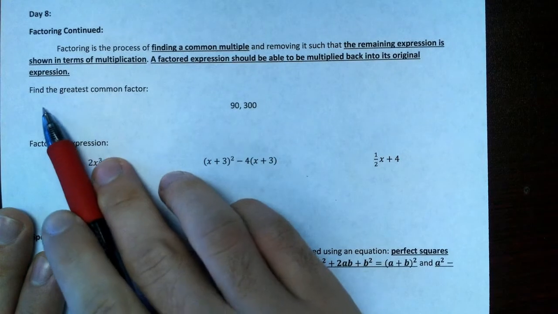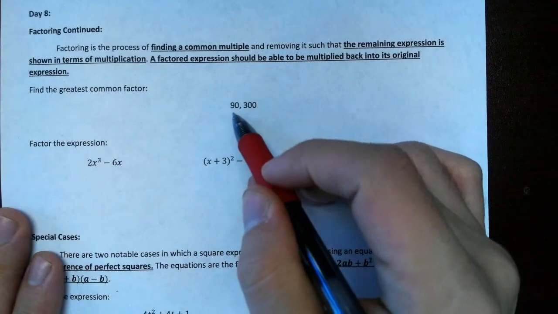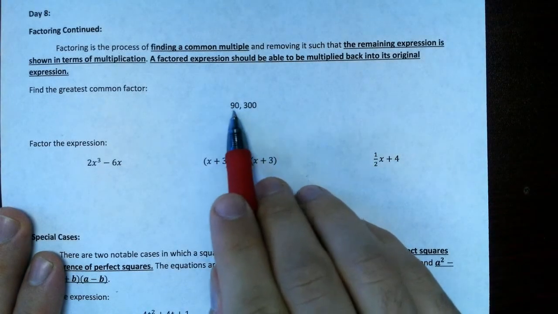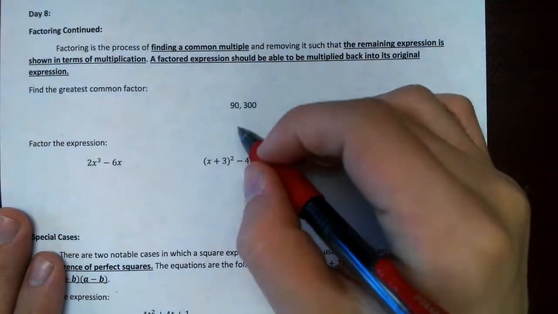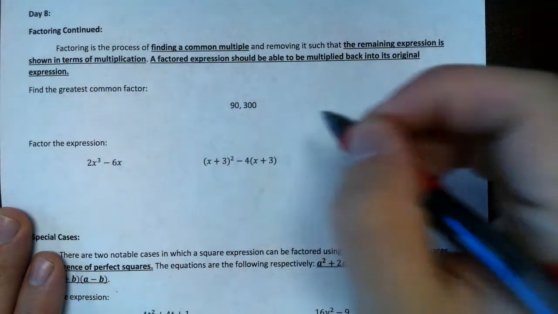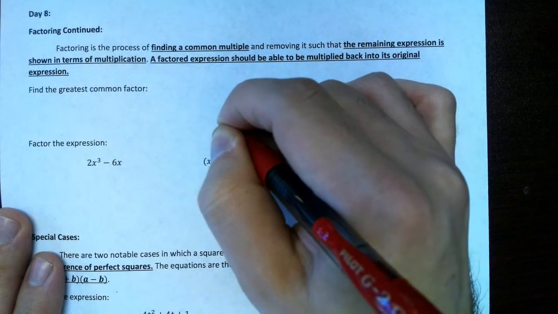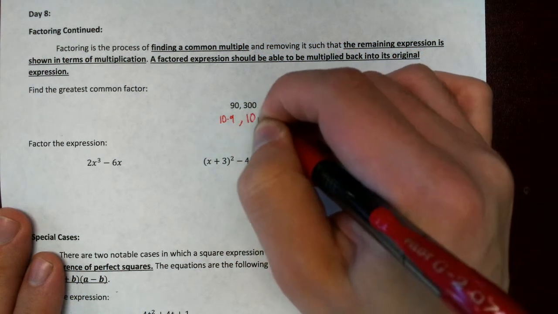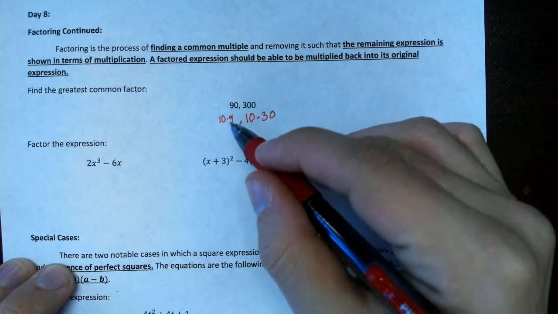Okay, so baby stuff, right? Fundamentals. Find the greatest common factor. We're examining the numbers 90 and 300. We want to rack our brain and find out what whole numbers can be evenly divided into these. Well, I know that 10 can be evenly divided into 90, and 10 can also be evenly divided into 300. So I can write 10 times 9, comma, 10 times 30. That's realizing that we have a common factor of 10 in there.